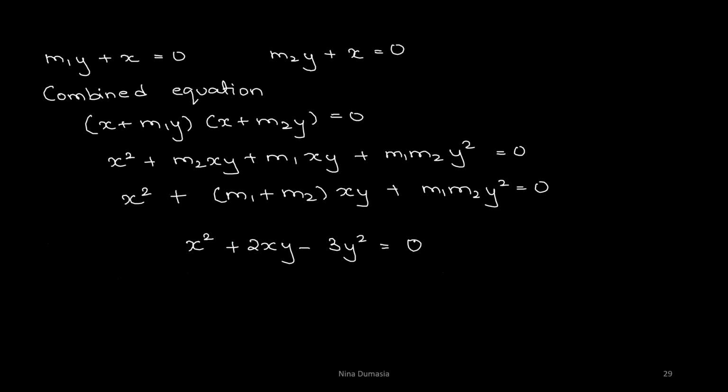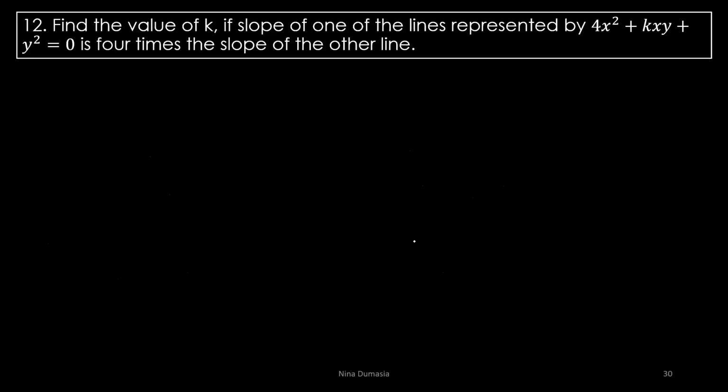Now let us look at the last question of this video. Find the value for k if the slope of one of the lines represented by this is 4 times the slope of the other line. So let's say that agar slopes are m1 and m2, so we are given that m1 is equal to 4 times m2. Okay, so if m1 and m2 are the slopes, then m1 is equal to 4 times m2.